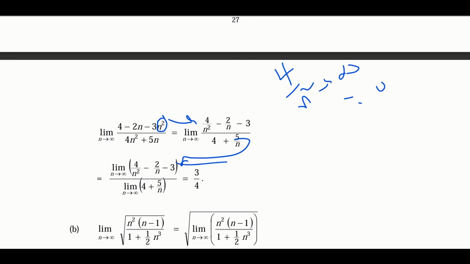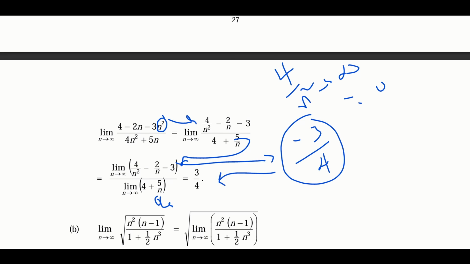So you realize that at the end of the day, the numerator will be left with only minus 3. The denominator also works the same way. The 4 doesn't have any variable which can approach anything, so the limit will be 4 plus 5 over n. If n approaches infinity here, this 5 over n will become what? 0, right? So you get 4 for the denominator. So at the end of the day, your answer is supposed to be minus 3 over 4. I don't know what warrants that mistake here, but your answer is supposed to be minus 3 over 4, and that's what you see.